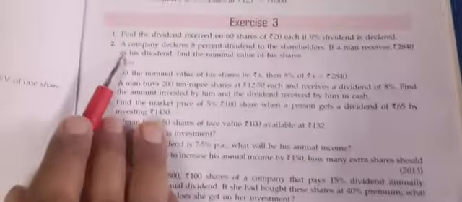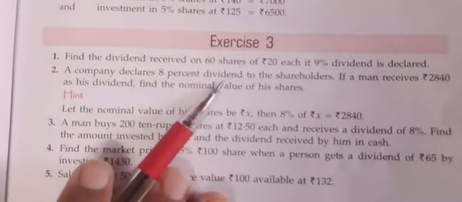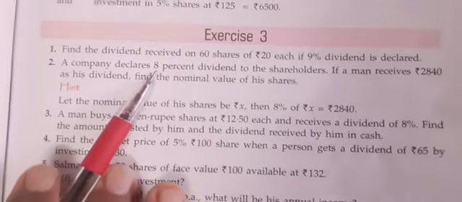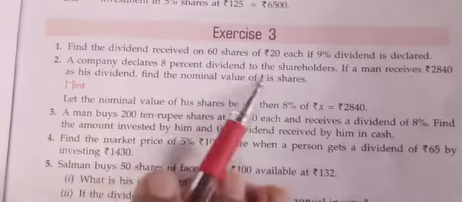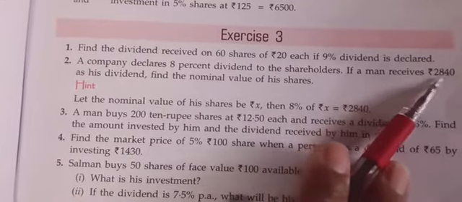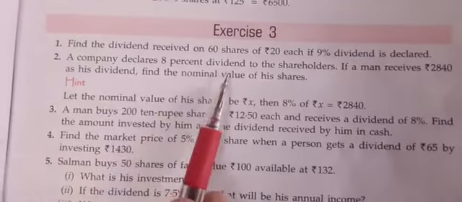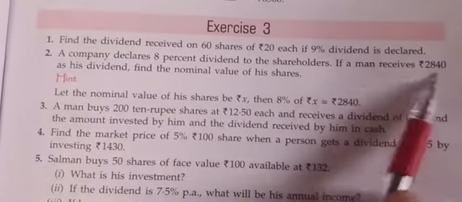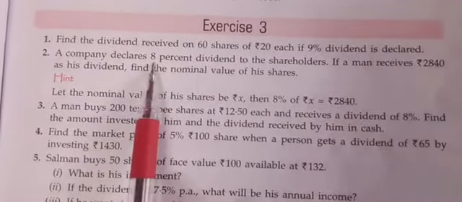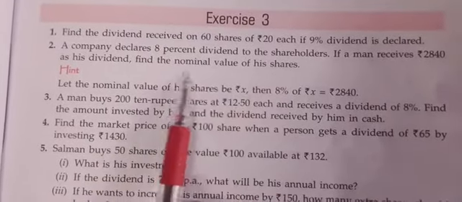Now see what is question number 2. A company declares 8% dividend. What is this? This is dividend rate or dividend percent, 8%. To the shareholders. Okay, if a man receives rupees 2,840 as his dividend, see dividend is also given, dividend percent is also given. Dividend is equal to 2840, dividend percent is equal to 8%. Find the nominal value of his shares. Now we have to find out NV. So let's see how I have solved the sum.